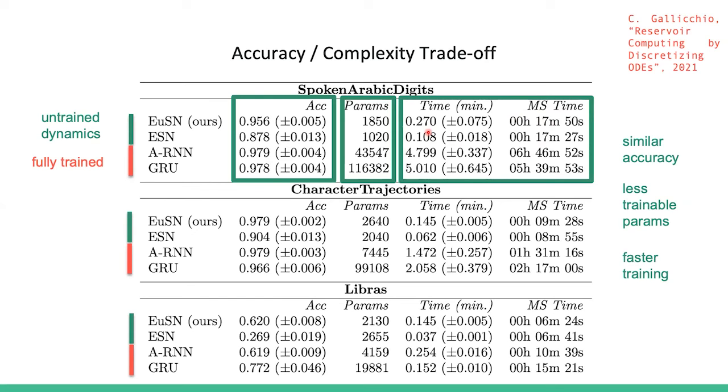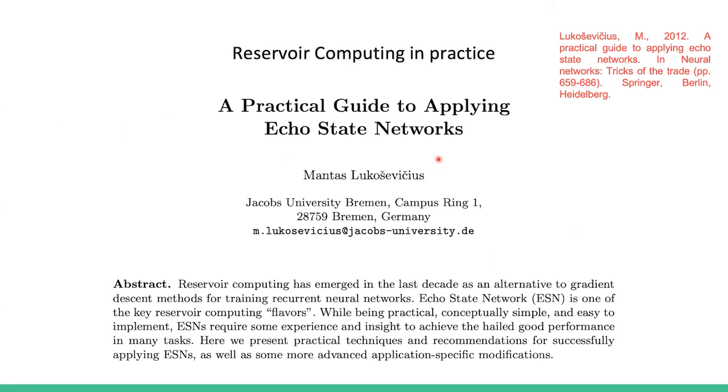This is a common thing that you can see in general when you apply reservoir computing methods: similar accuracy to standard fully trainable architectures, but way fewer trainable parameters and faster training. I also would like to mention this nice piece of work by Mantas Lukoševičius, which is a practical guide to applying Echo State Networks. This is quite old, but it's really very good in guiding a person into creating and successfully applying an Echo State Network in practice.